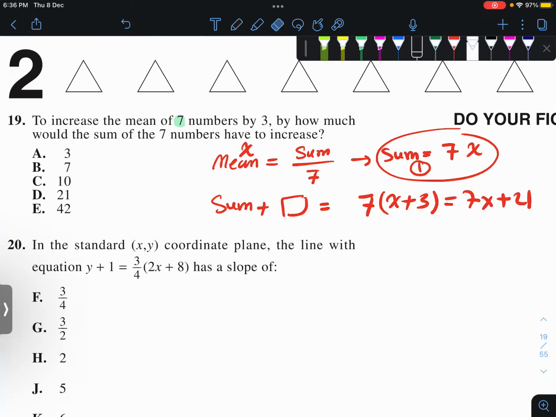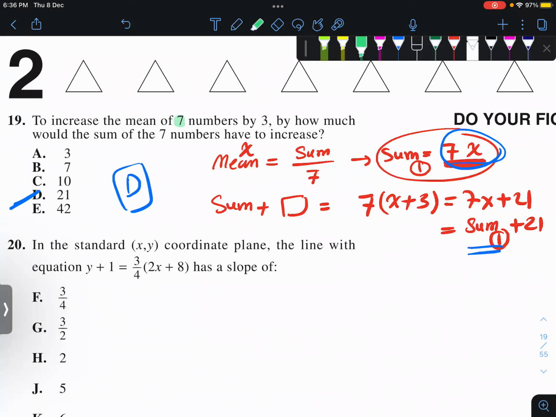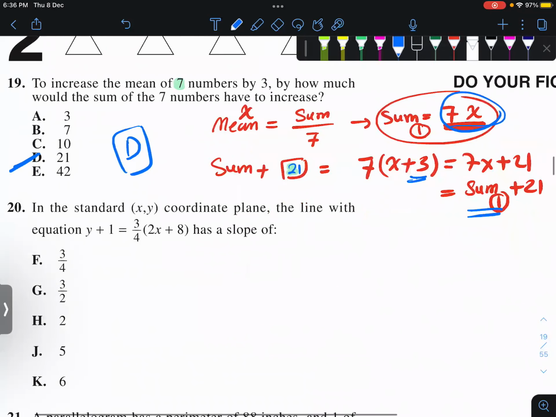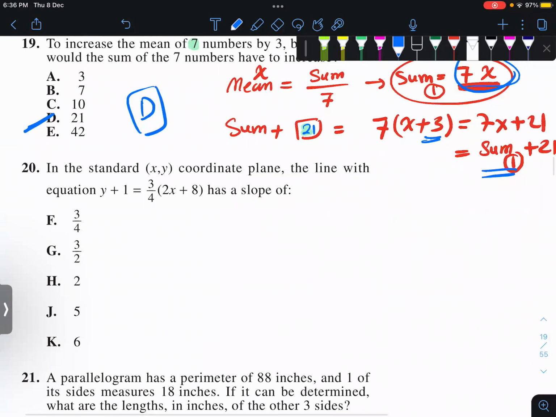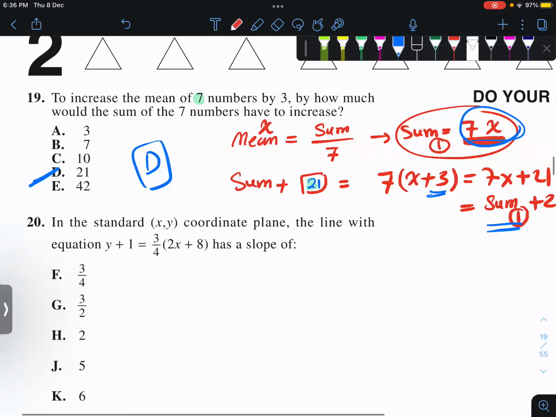Okay, let's try here. 7x plus what? 7x is the same thing, the first sum, sum 1, plus 21. Do you notice here that 7x is the first sum? The answer is 21. We should add 21 to the old sum, such that the new sum gives a new increase in the mean by 3. So the answer is D for question 19. Understood? Is it correct with you?